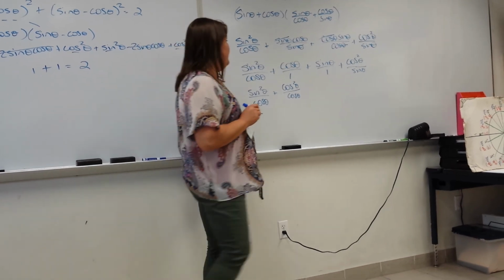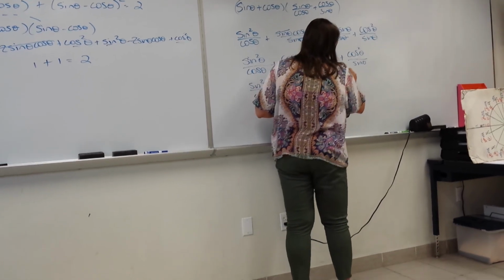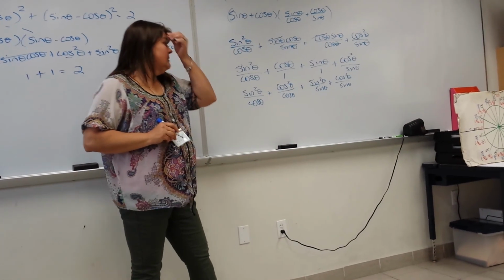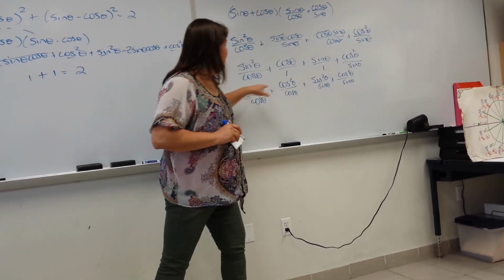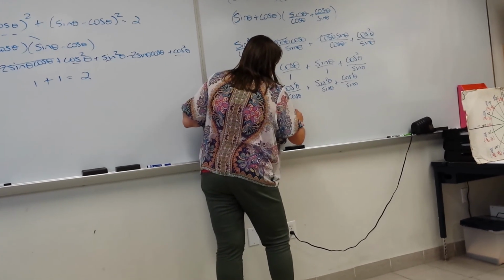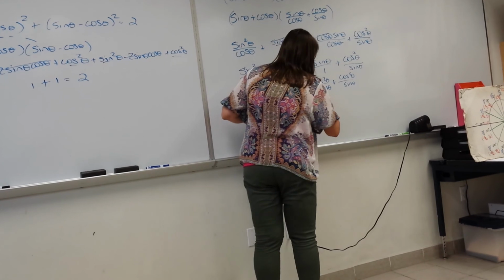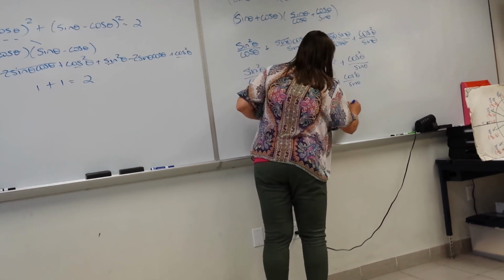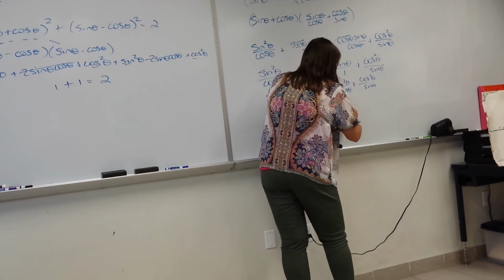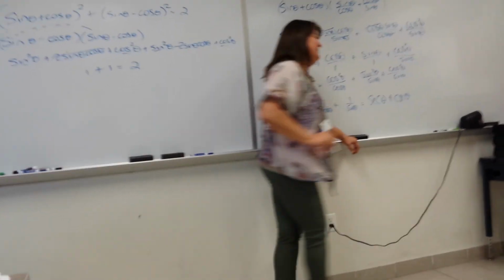And then over here, we have sine squared over sine plus cosine squared over sine. Everybody good? Together, those make 1 over cosine, which is secant. And then together, those make 1 over sine, which is cosecant. So we have secant theta.